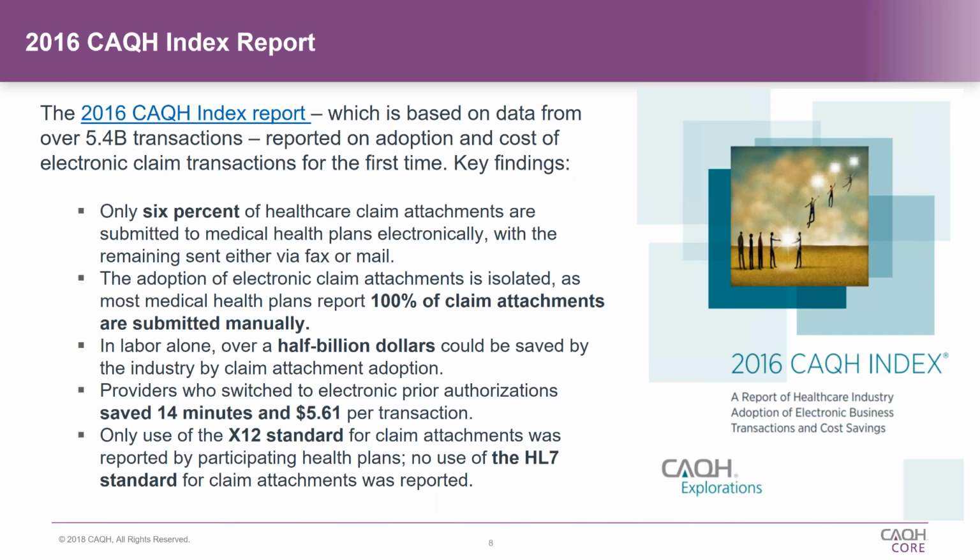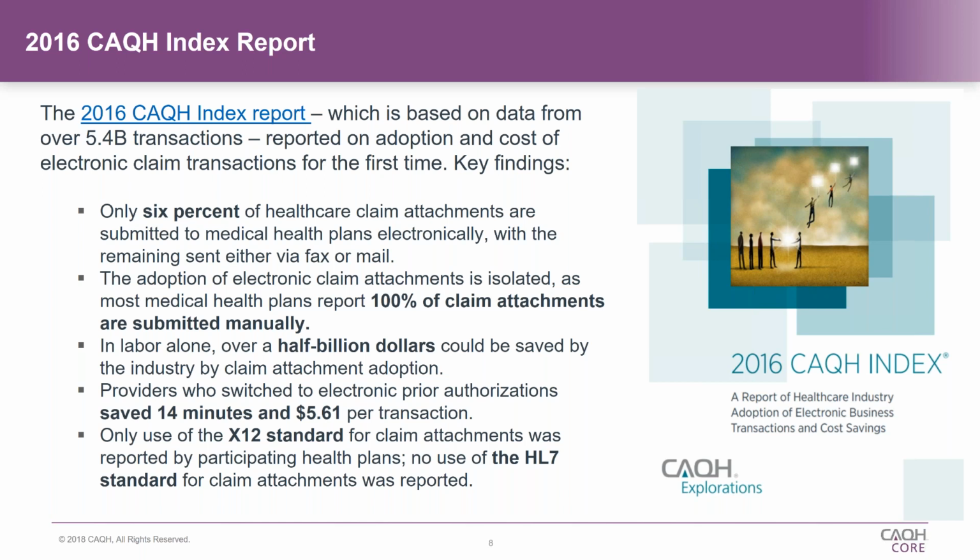100% of health plans did report that they receive manually submitted claims attachments. So every health plan has a process in place to receive paper-based and fax-based claims attachments today. That means it's a very labor-intensive and very costly process for providers, intermediaries, and health plans. Even with some of the low numbers we have within the index, entities can save about 14 minutes and over $5.60 per claim attachment if they were to migrate to a fully automated electronic process.